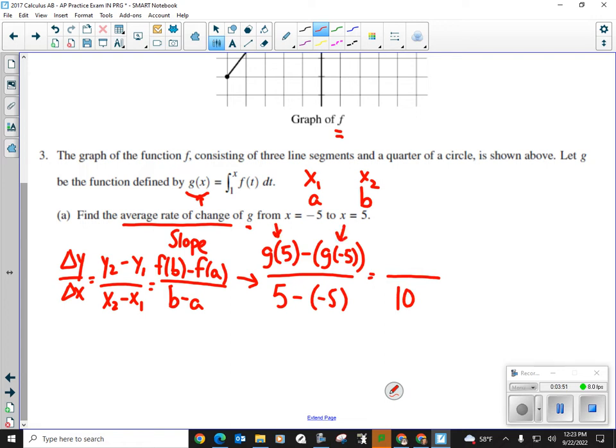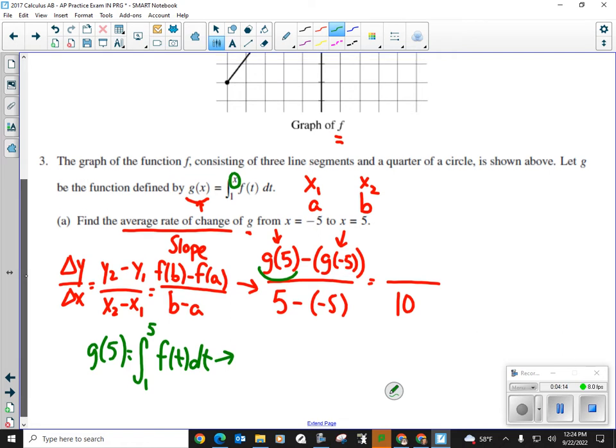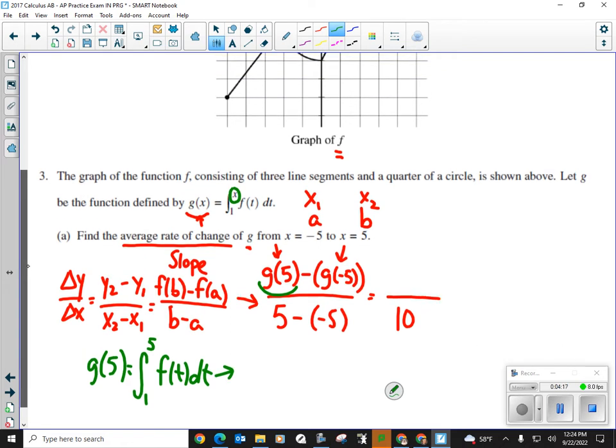And again, there's no use of a calculator, so don't freak out. Let's do this one. g of 5 means I put a 5 in for my x, the integral from 1 to 5 of f of t dt, because my x is up here. Now, I don't have an equation for f. Remember, the integral is the area under the curve, from 1 to 5.